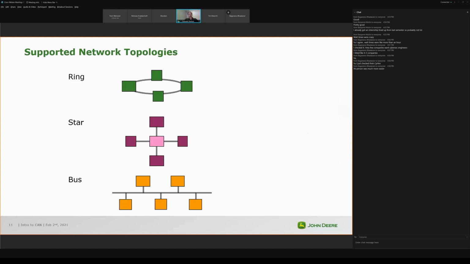Here are a few topologies that we use, but within John Deere we use only the bus topology. If you look at the other two, once you design it, it's kind of fixed and it's not flexible enough. Whereas with the bus, you can add and remove as you need, as the system needs it. So John Deere supports only bus topology.